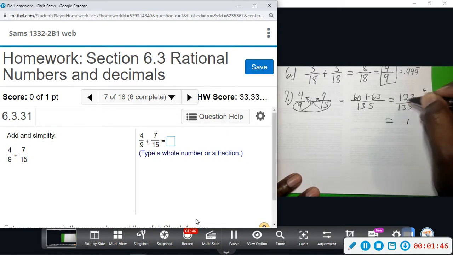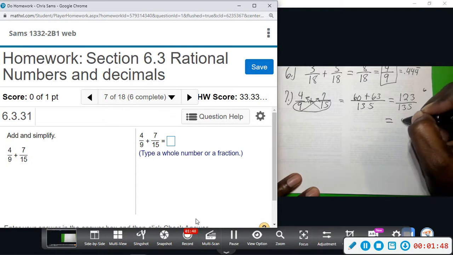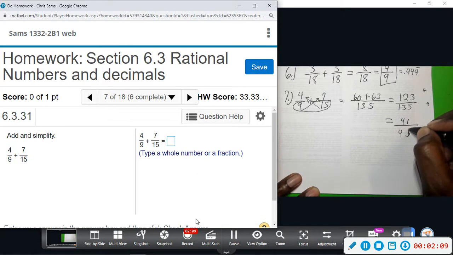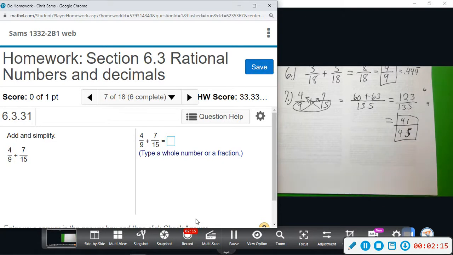3 goes into 12 4 times, so 41. Then on the bottom, 3 goes into 5 once. Well, I guess I'm doing this backwards. 3 goes into 13 4 times. And then you bring down the 5, 15. 3 goes into 15 5 times. So it should be 45. I don't know why I'm working from the back. That was weird. Alright, so 41 over 45 would be the answer in lowest terms.